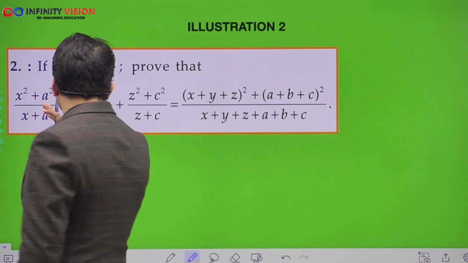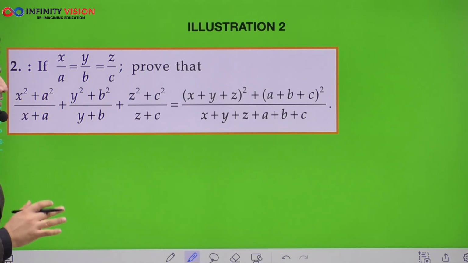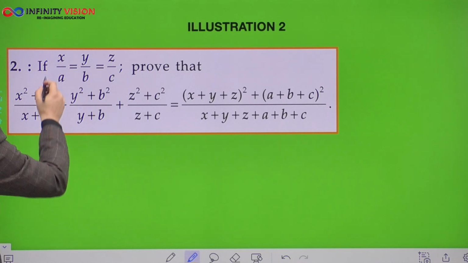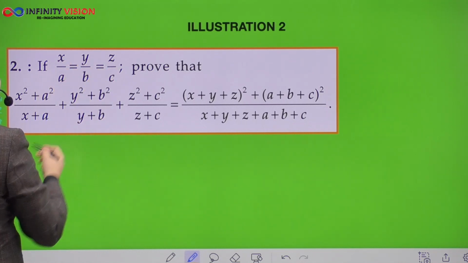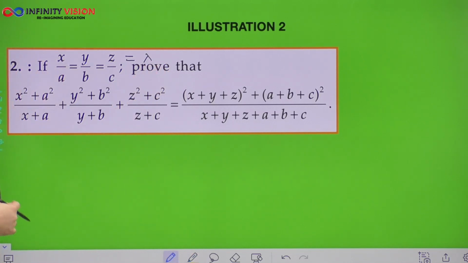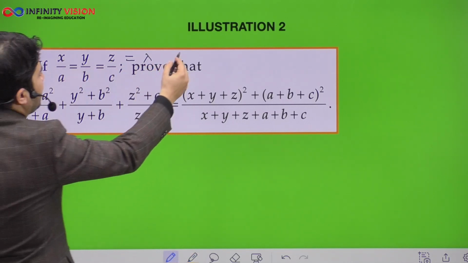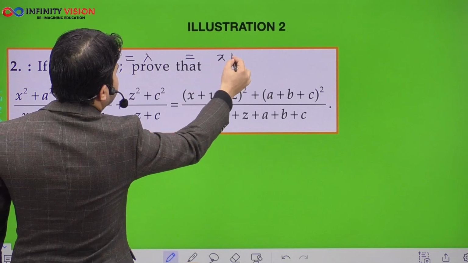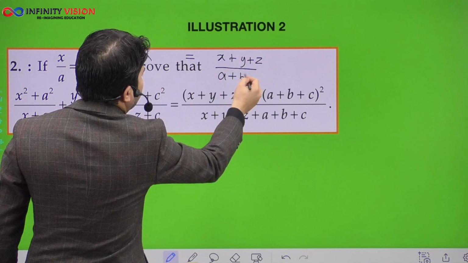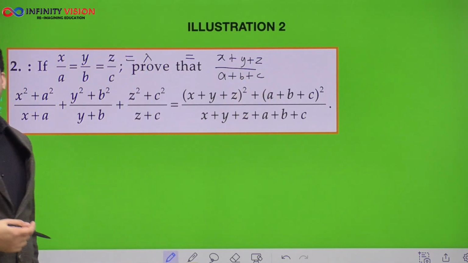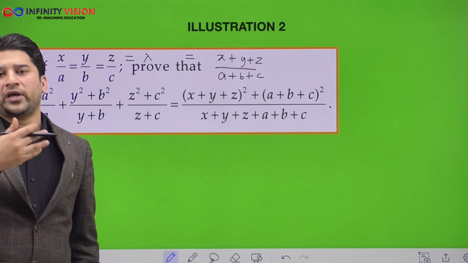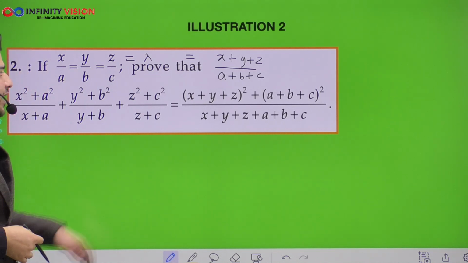Now if you look, this problem looks a little complex, but it is very symmetrical also. You have x by a, y by b, z by c. So I can say the whole thing is equal to lambda to begin with. And I can also say that lambda would also be equal to x plus y plus z upon a plus b plus c, because the sum of antecedents upon the sum of consequents is equal to the ratio, since all three ratios are equal. And why did I write it?